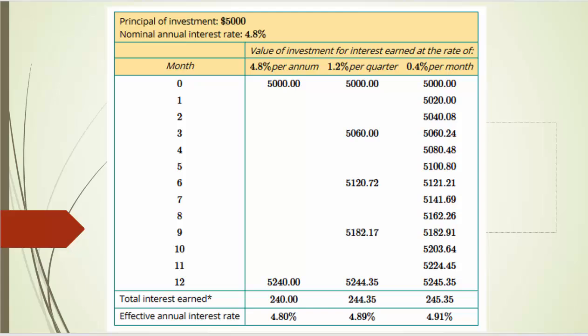And then the last column, same thing again. If it was paid monthly, well, that would be 0.4% each month. That compounds up 12 times altogether, giving you $245.35, $5 more than $240, and effectively that means that you're getting 4.91%, which is good news if it's an investment.